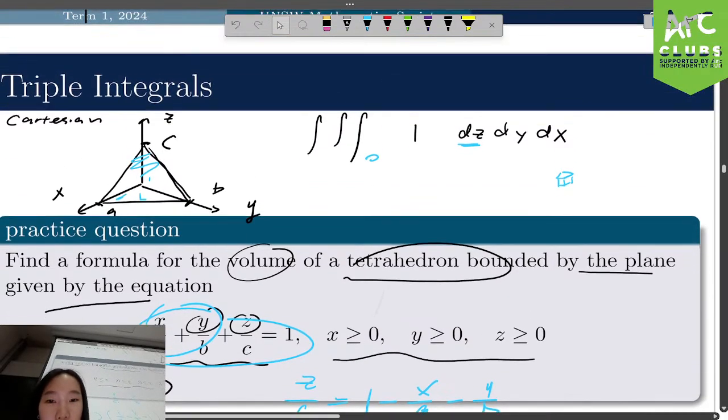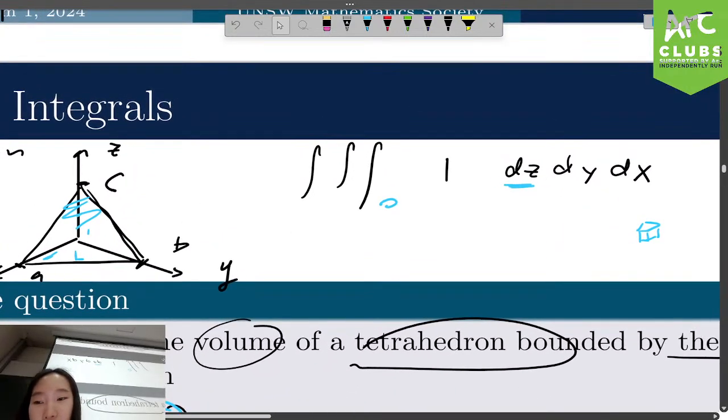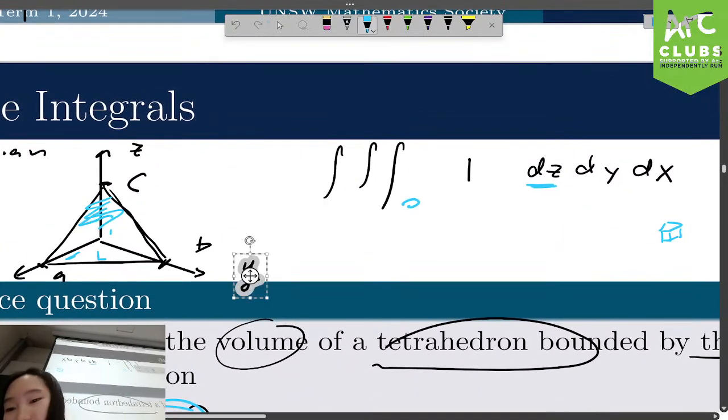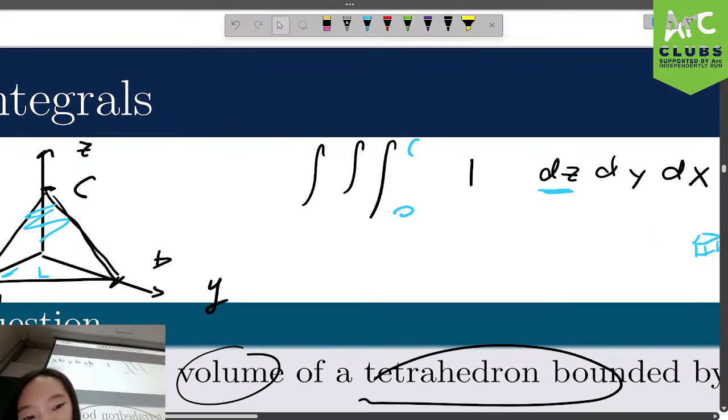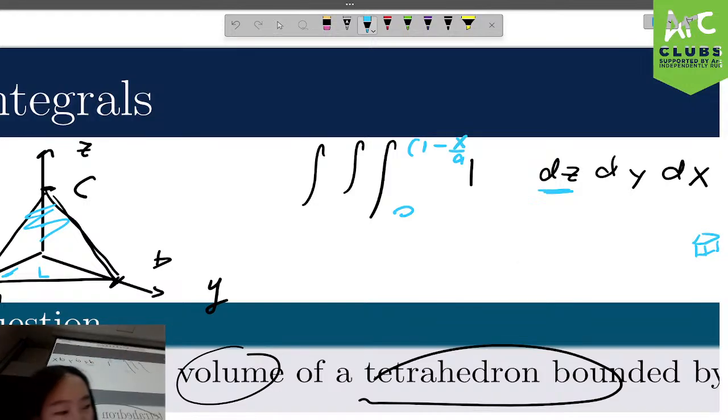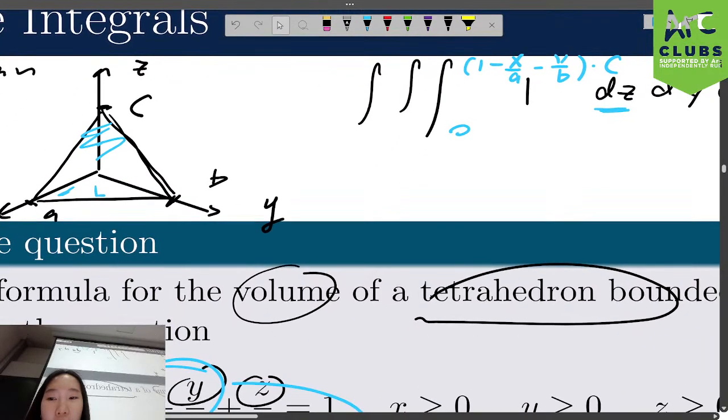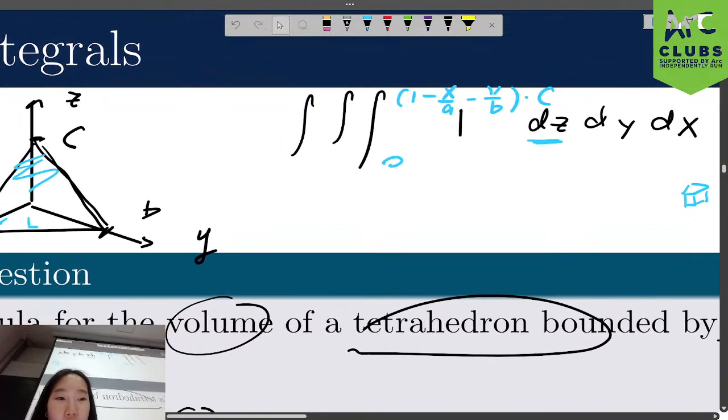Times c. Okay, so this is our bound. We have successfully represented the plane over here. So this is our bound. Okay, so we just write it down: 1, take away x over a, y over b, times c. Wonderful. And now we need to consider the bound for y.